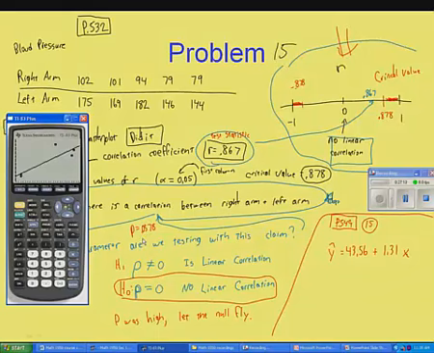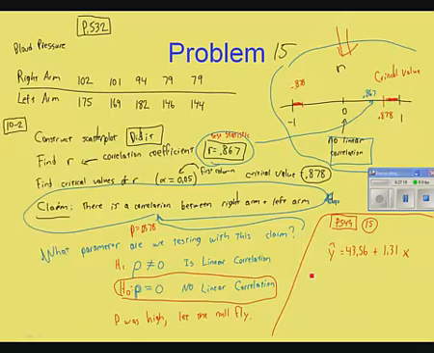One other thing they asked me to do. In problem 15, find the best predicted blood pressure in the left arm, given that the blood pressure in the right arm is 100 millimeters of mercury. Suppose the right arm is 100 millimeters of mercury. Now I have to slow down for a second and decide, when they tell me that, is that my X or is that my Y?